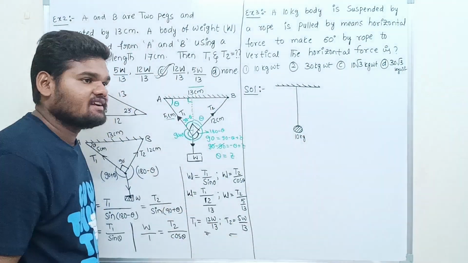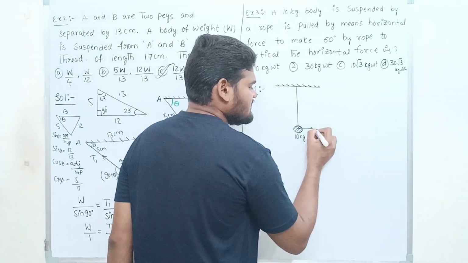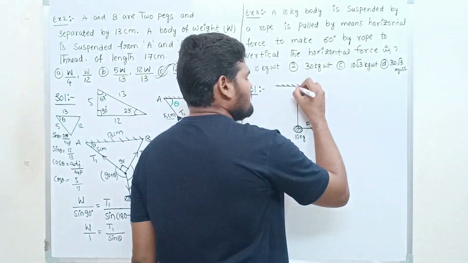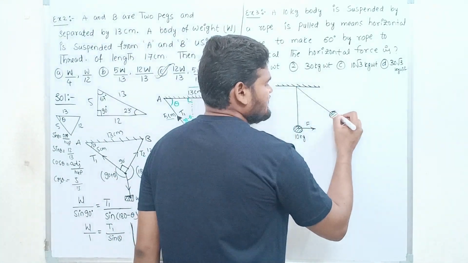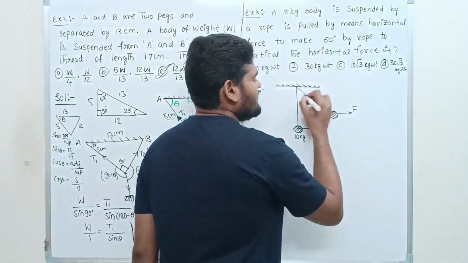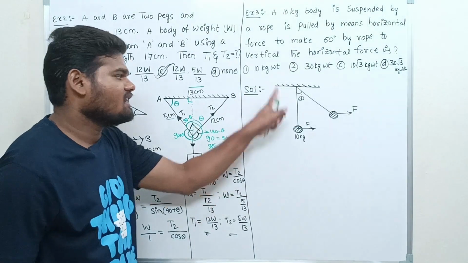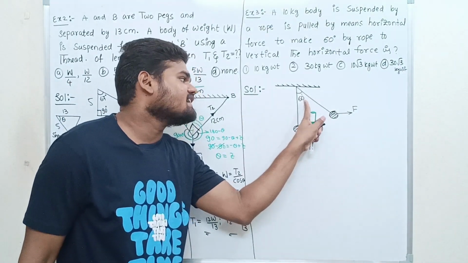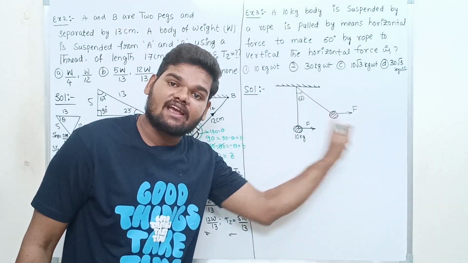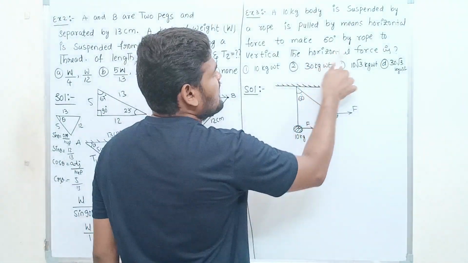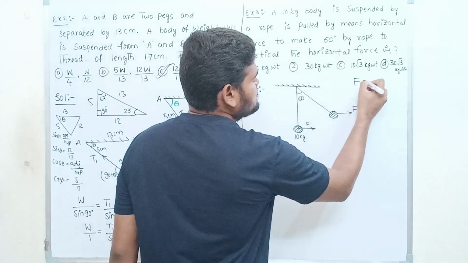Now what they are doing, they have applied a horizontal force on that object. So what happened after applying the horizontal force? They pulled this object, making an angle of 60 degrees with the vertical. So with respect to the vertical, this object is now making 60 degrees after applying the horizontal force capital F. So what they are asking is, the horizontal force capital F is equal to how much?